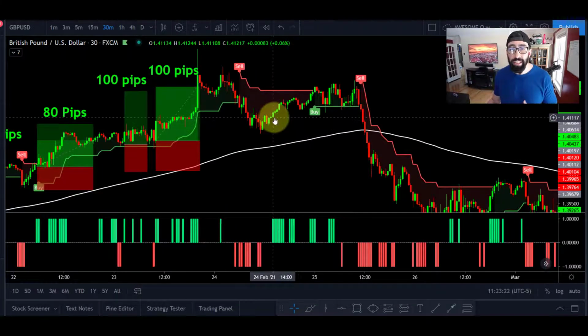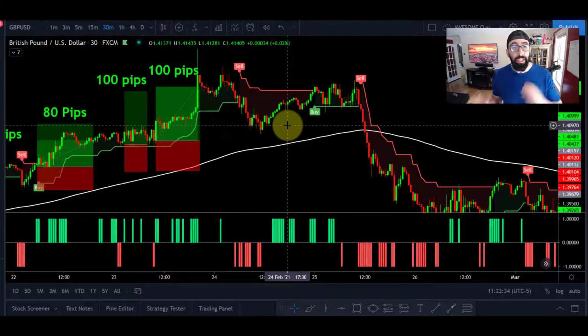Because now if we had taken this trade, it might have gone in our favor. But remember, we do not want to gamble our money. We only take trades when we have full confirmation, right? So that was an example of some buy trades on the GBPUSD.